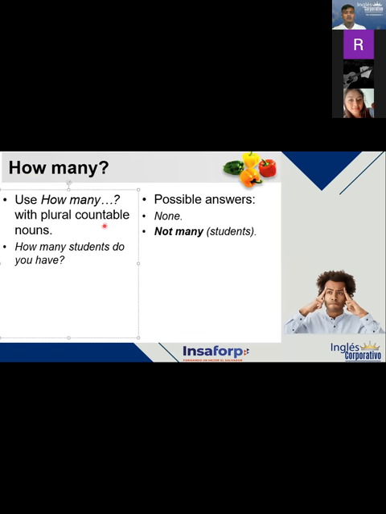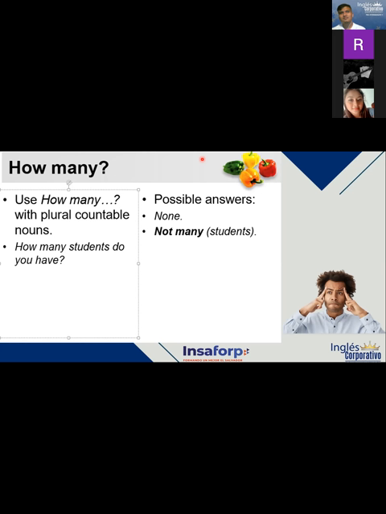So how many? Obviously, we are going to use it with countable nouns. It also means, también significa cuánto. But obviously we're going to use it with countable. So we say, how many students do you have? If someone asked me that question, I could say, I have 19 students. Or can I say I have some students? ¿Les parecería correcto, chicos, si yo respondiera esa pregunta con, I have some students? Does it sound correct to you? No, teacher. Why not? No.